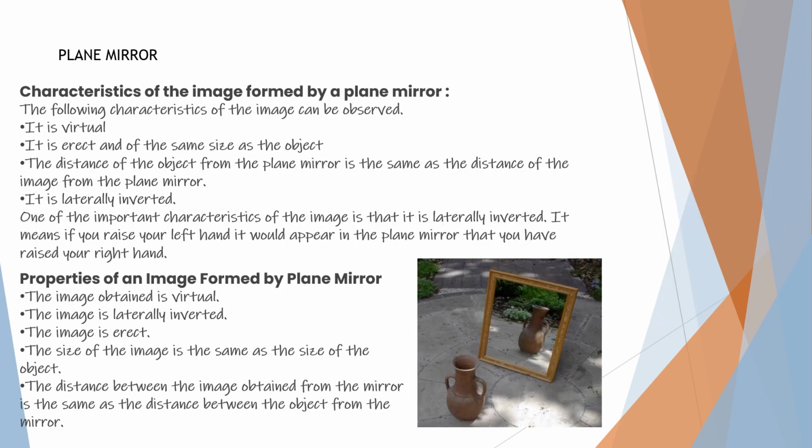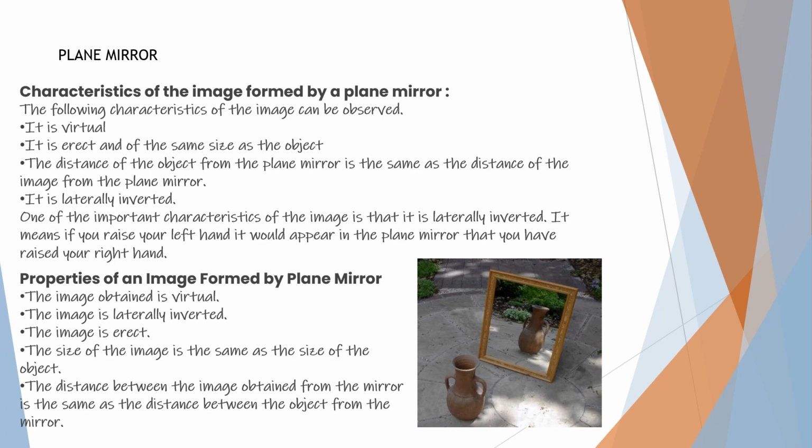So now let's move to the plane mirror. What are the characteristics and properties of a plane mirror? The characteristics of a plane mirror are: the image is laterally inverted, the image is direct and virtual, the size of the image is equal to the size of the object, and the distance of the image is equal to the distance of the object from the mirror.